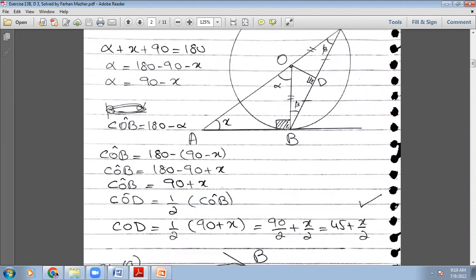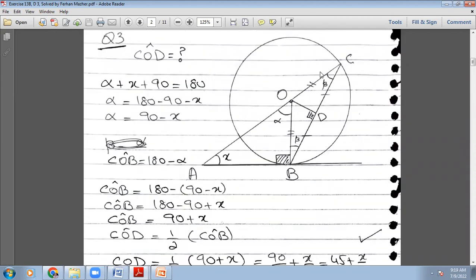So then the COB, this whole angle, because it's a straight line. So this and this whole angle, they are making a straight line. So the COB will be equal to 180 minus alpha. So COB will be 180 minus the value of the alpha, which is 90 minus x. So when you open this bracket, COB will be 180 minus 90 plus x. So COB will be 90 plus x. So this whole angle is 90 plus x.